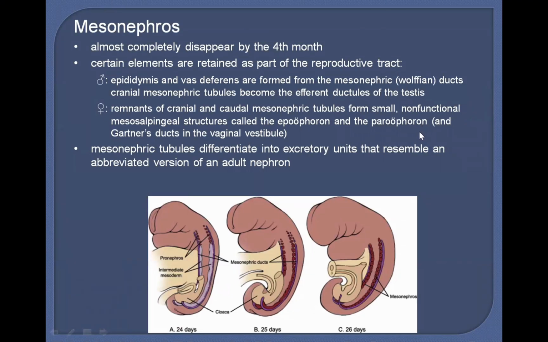In females, the remnants of cranial and caudal mesonephric tubules form small, non-functional mesosalpingeal structures. These are called the epiphoron and paraophoron, and the Gartner's ducts in the vaginal vestibule. Mesonephric tubules differentiate into excretory units that resemble an abbreviated version of an adult nephron.